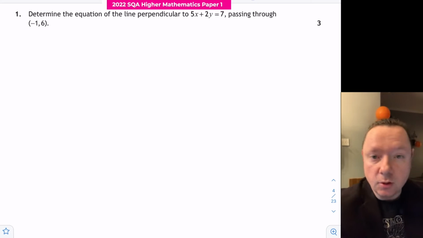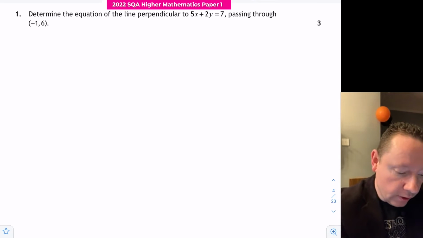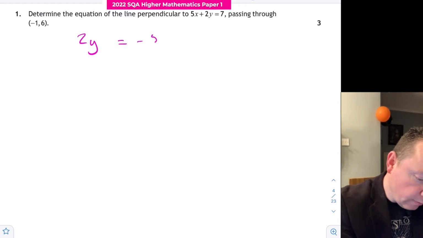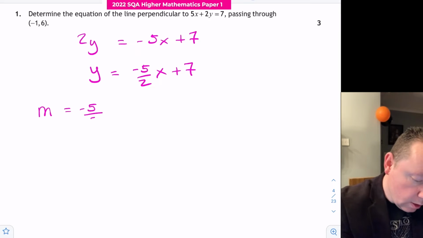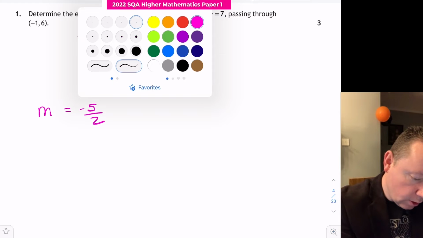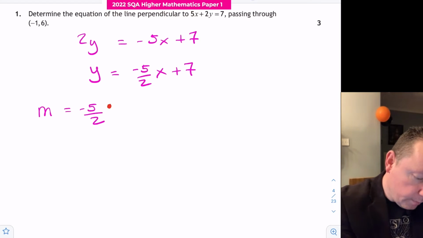So we've got 5x plus 2y equals 7, so we need to work out the gradient of that line. So I will do some work for that. We've got 2y equals minus 5x plus 7. So y equals minus 5 over 2 x plus 7/2. So the gradient of this line is minus 5 over 2. And you get a mark for working that out. So there's your first mark there.